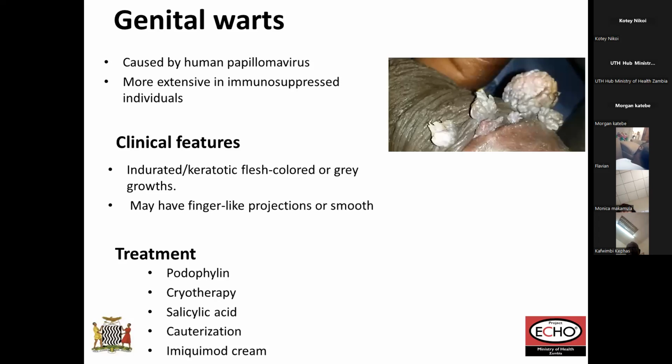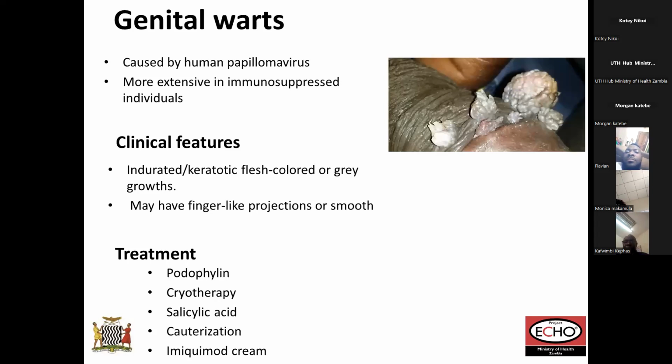Genital warts are also very common. They're caused by human papillomavirus. They may be more extensive in HIV or immunosuppressed individuals. Clinical features will include indurated or keratotic, hardish, flesh-colored or gray growths, like that you see in the picture there. They may have multiple finger-like projections, or can be smooth. So you can see the cauliflower-like growths there in the picture.